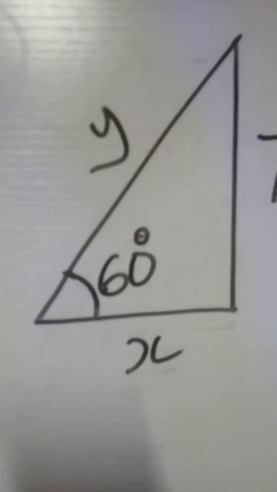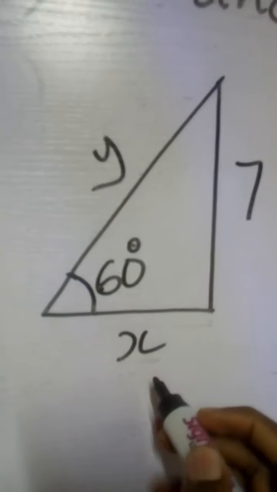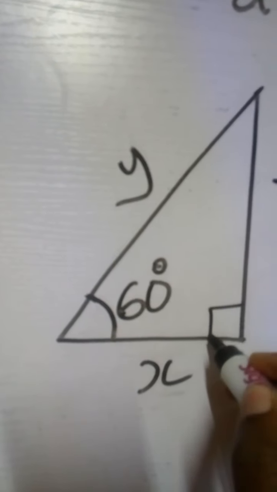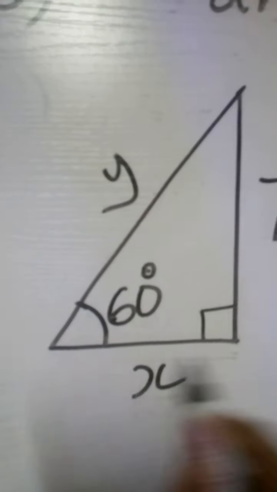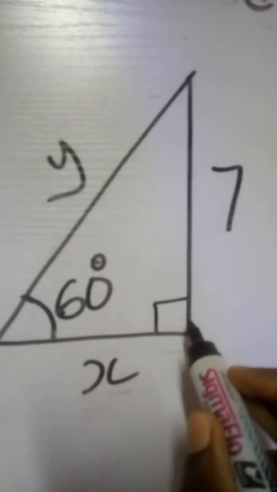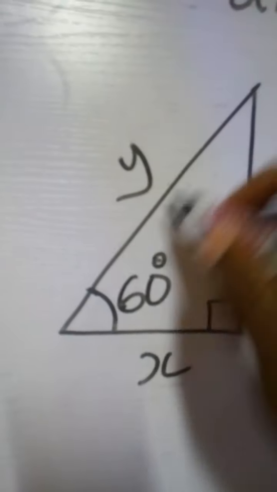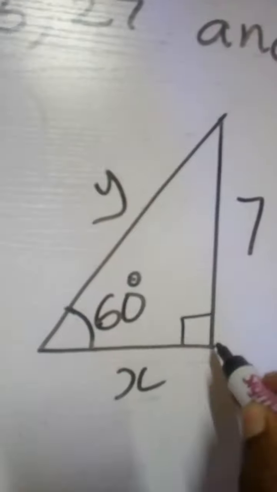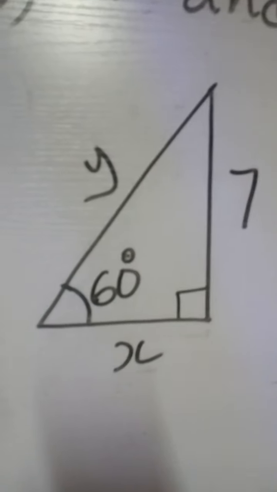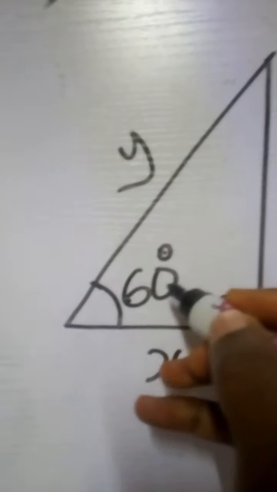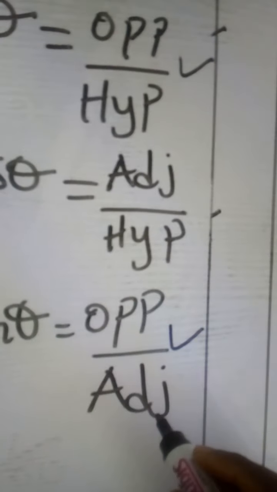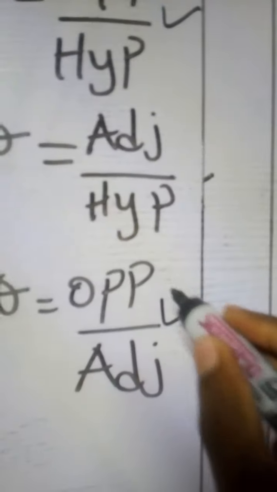Now, coming back to the side that I am looking for, which is x. My x is adjacent to the theta because it is the line that joins the angle and the right angle of the triangle, while the other side is the hypotenuse. The hypotenuse is always facing the right angle. In any right angle triangle, the hypotenuse must face the right angle. So now that I know x is adjacent to this angle, what do I have to use? I need opposite and adjacent. I cannot use opposite and hypotenuse because my x is not the hypotenuse.